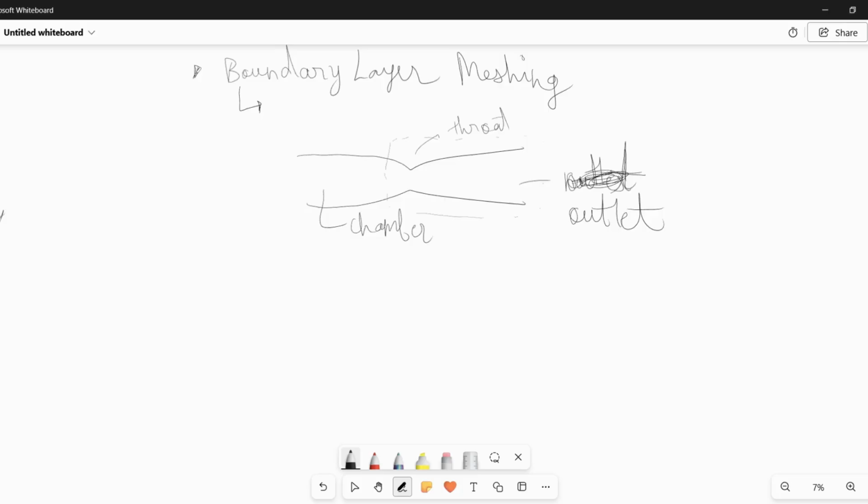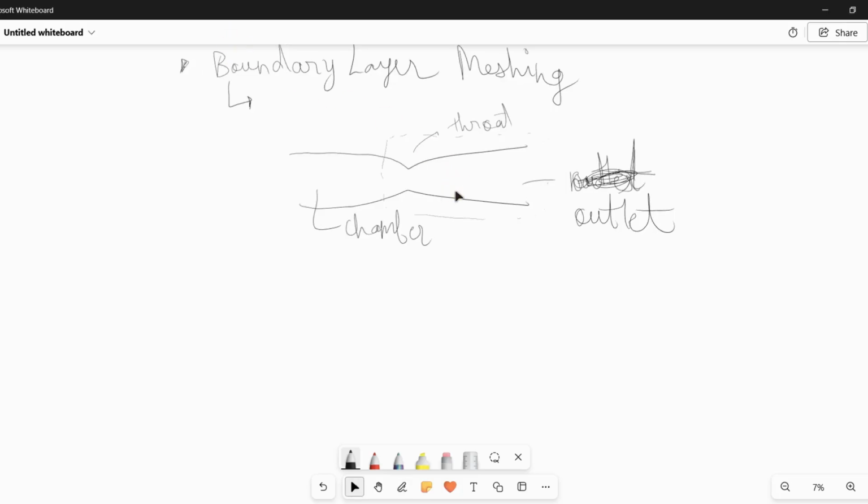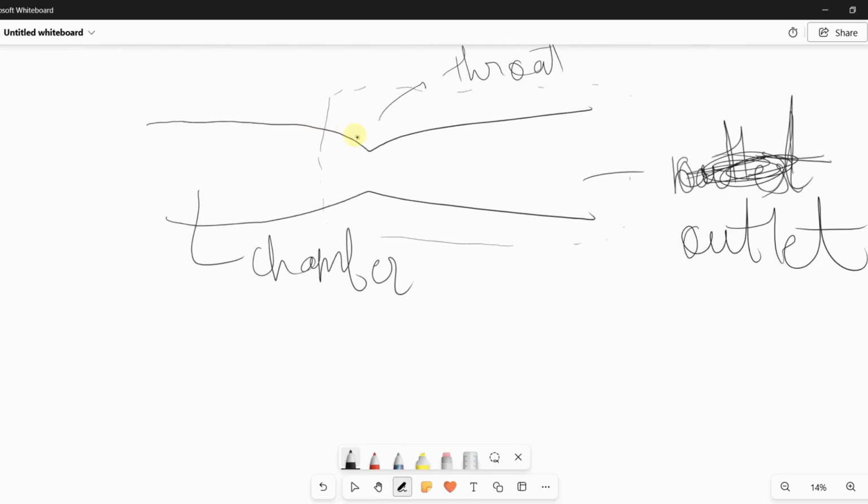So one of the most important regions in a geometry is your boundary, because your boundary is meant to have interaction, right? So wherever there's interaction, you need to be very fine in order to capture those interactions. So let me say this is my boundary layer here. The meshing needs to be very perfect in these boundary layers so that I can capture the interaction between the walls and the air flowing, right?